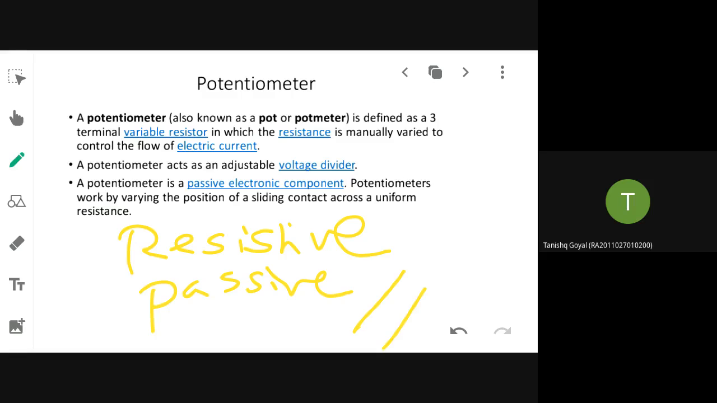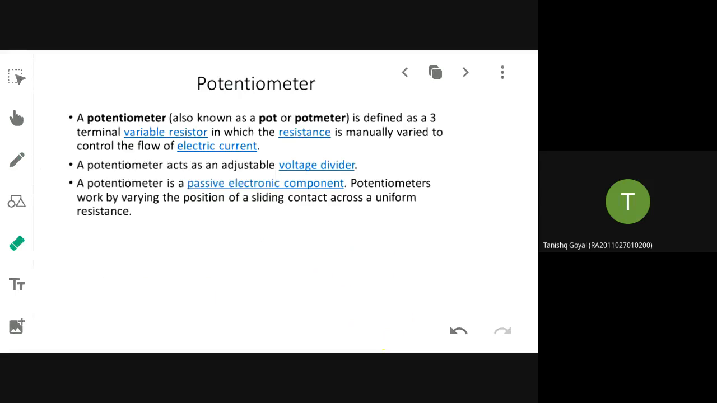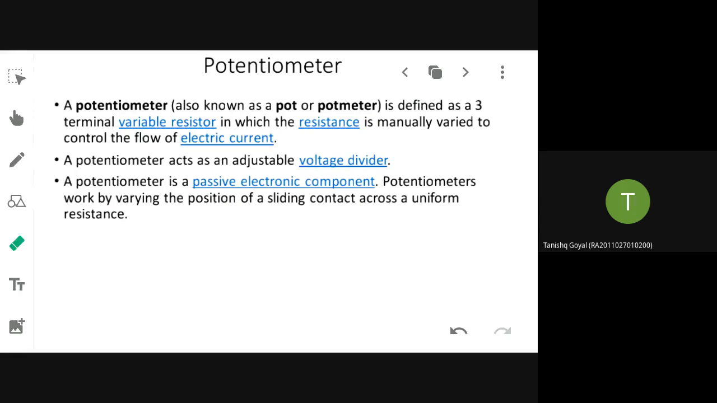Sometimes they might ask you this question in MCQ, so that's why I'm telling you this is a resistive passive transducer, and an electrical transducer. In shorthand it is called a POT, and it makes use of the principle of voltage division. It is a variable resistor arrangement, its operation is based upon voltage division, and it is a passive electronic transducer.